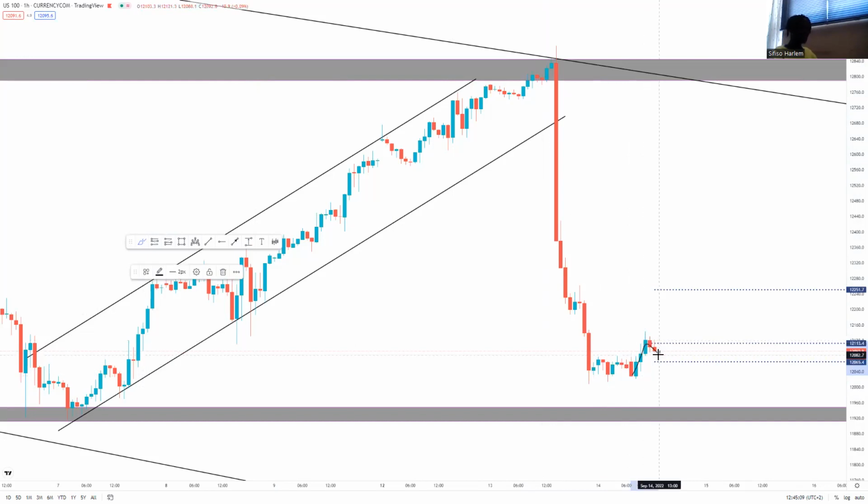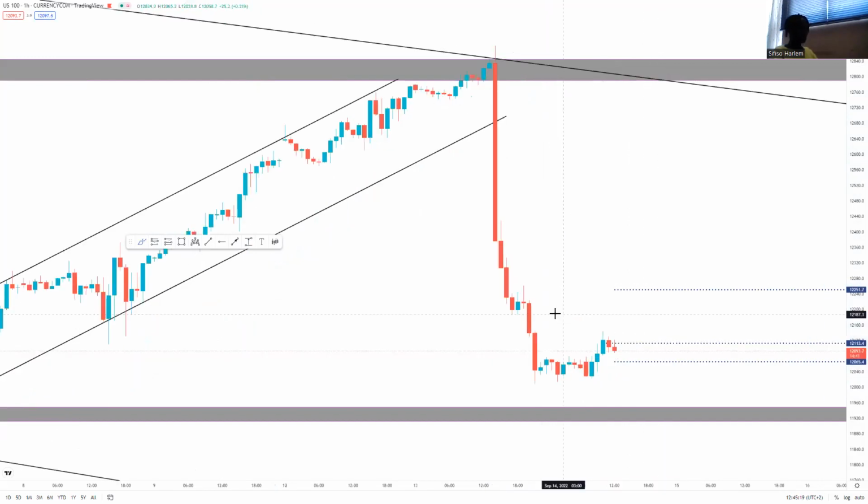Now we're having some sort of pre-New York. I'm expecting price to at least have a pullback in and around some of those levels before we can continue to the upside. And I mean entries, basically.